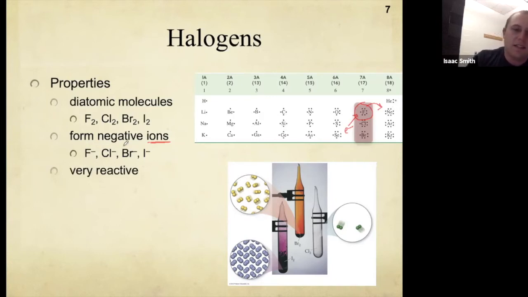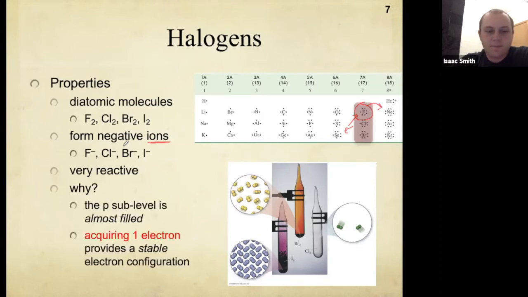These ones are reactive because they don't have 8 valence electrons initially on their own, right? So they're going to want to react. They're going to want to pull an electron from something else in order to get their 8 valence electrons. So you can see here acquiring 1 electron gives them a stable electron configuration. For all of these that we're going to talk about, just think that you want to have a stable electron configuration, which means you want to be like a noble gas. You want to have 8 valence electrons. So whatever it takes to get there is what's going to happen for these atoms.